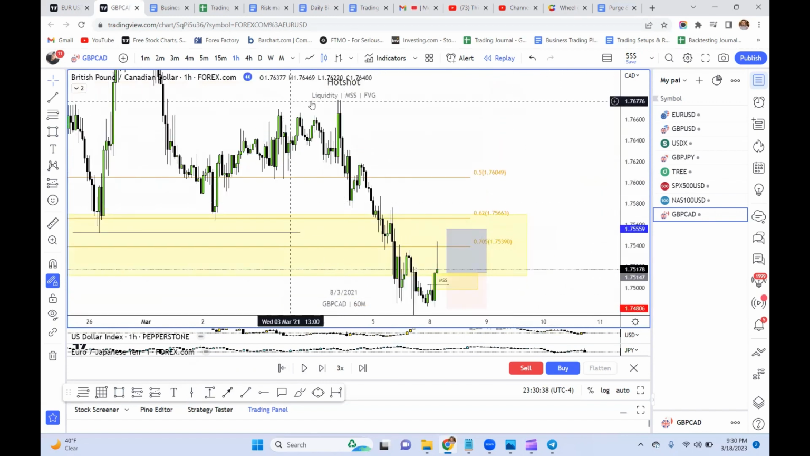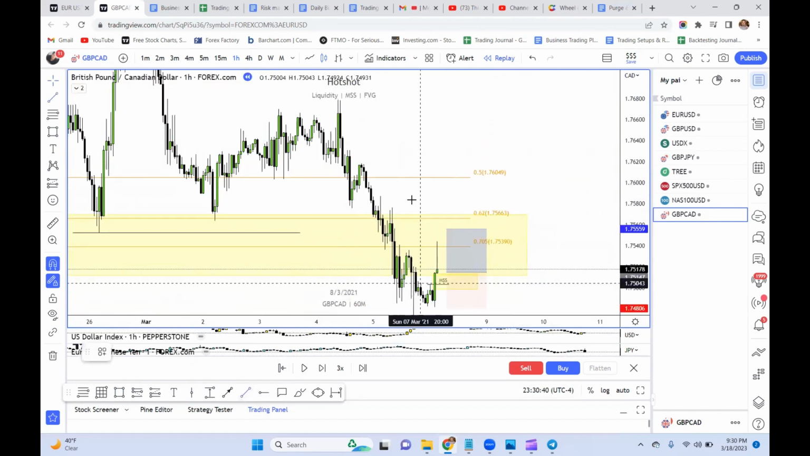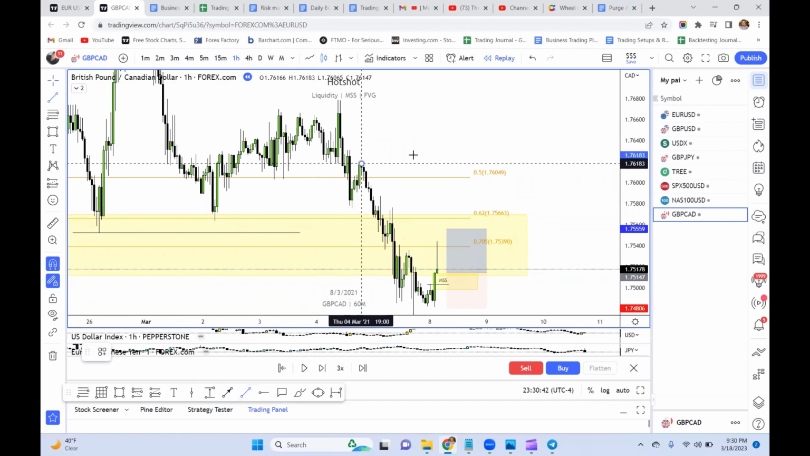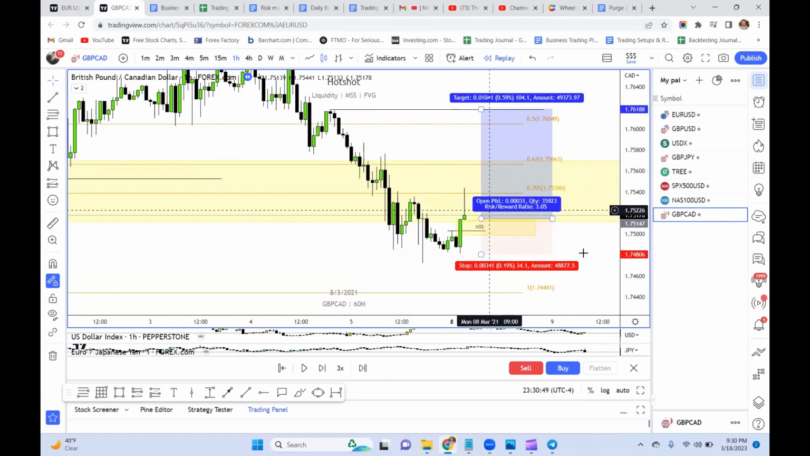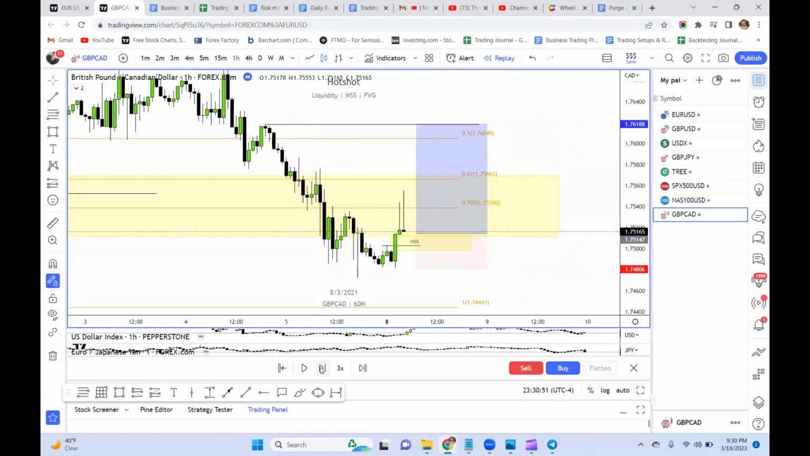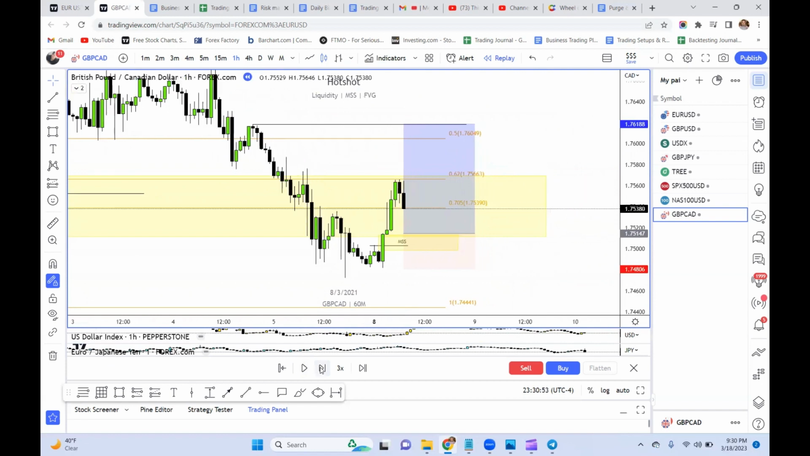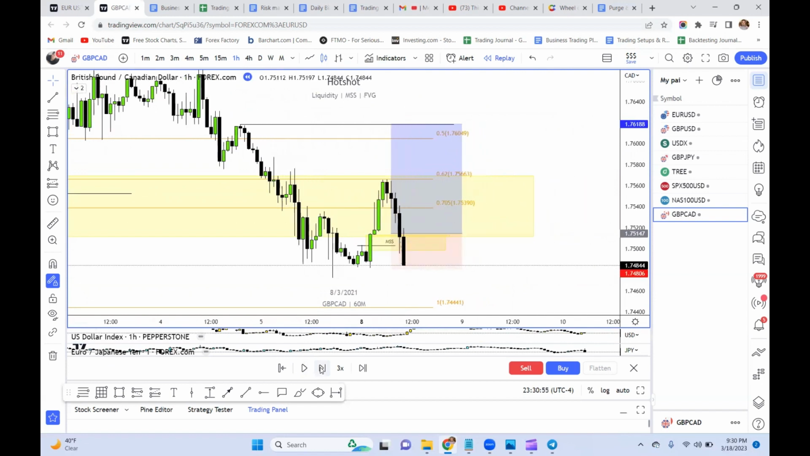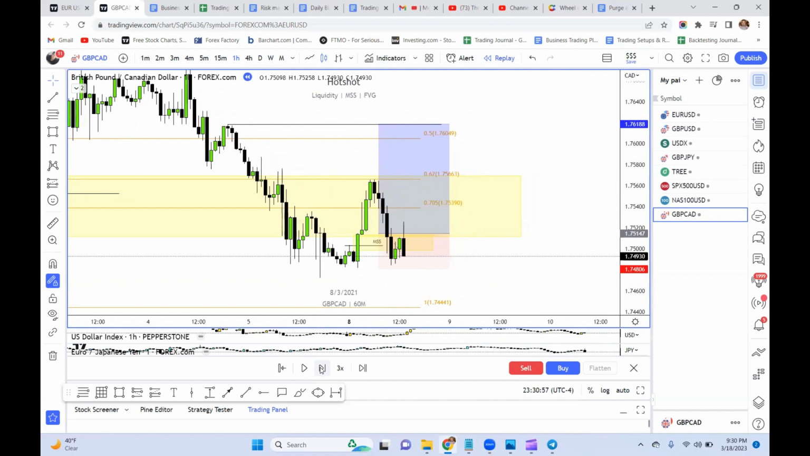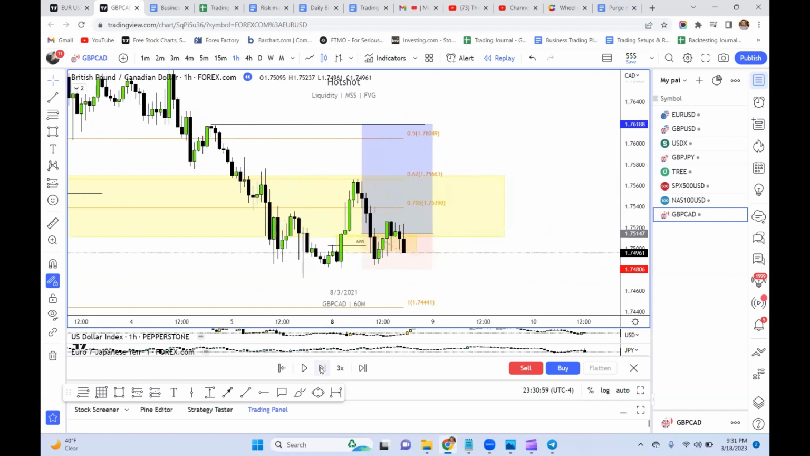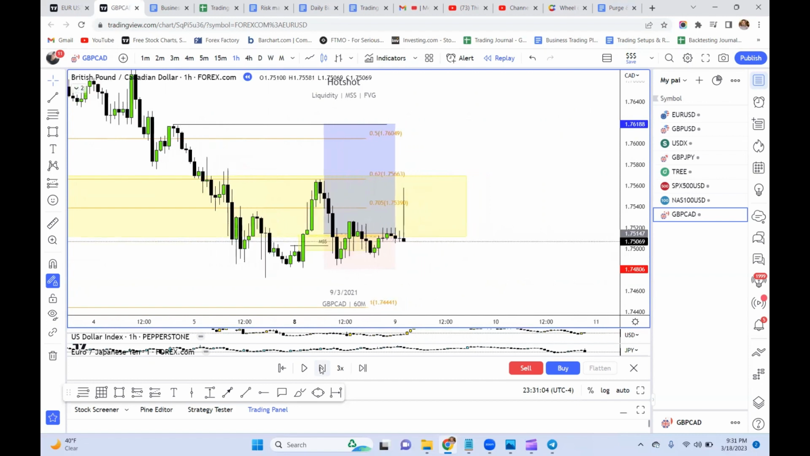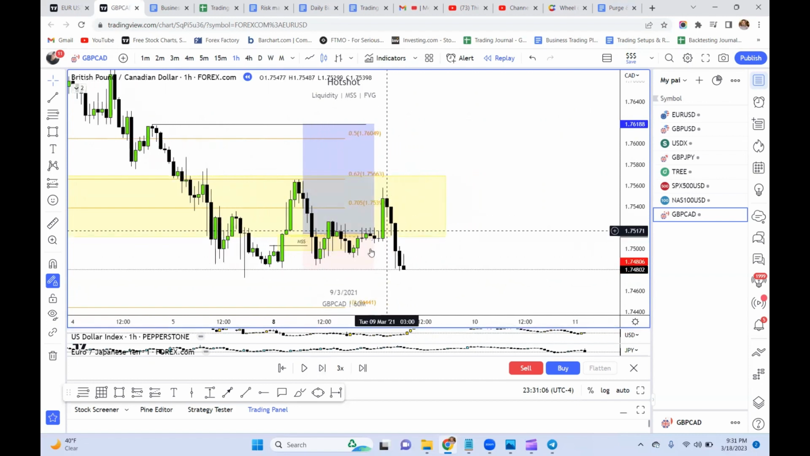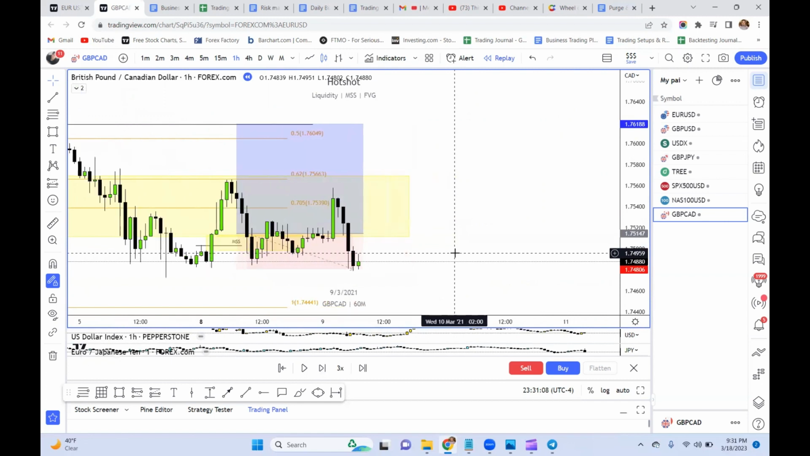And what could we target? We could target the liquidity. We could target liquidity right here. Target liquidity up here. See what happens. Price taps us in. And it stops us out. Bummer. It stopped us out.